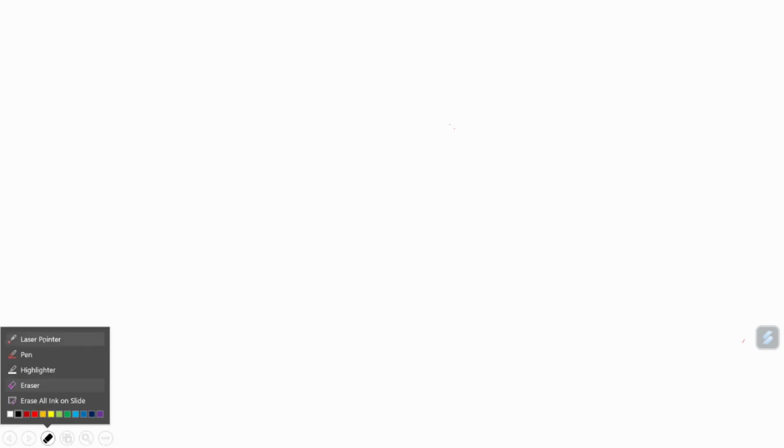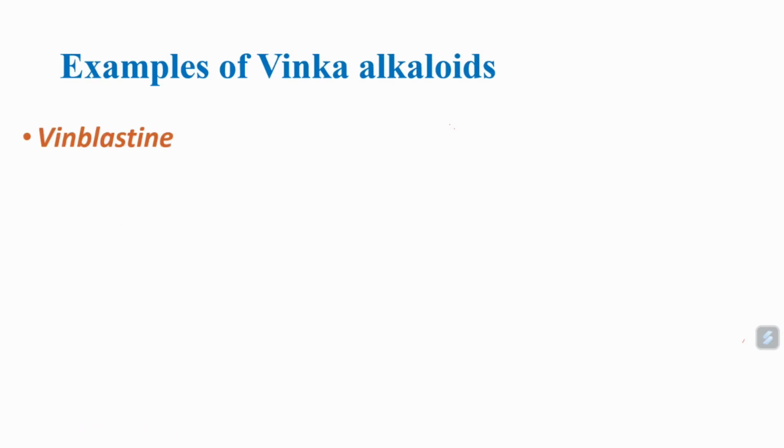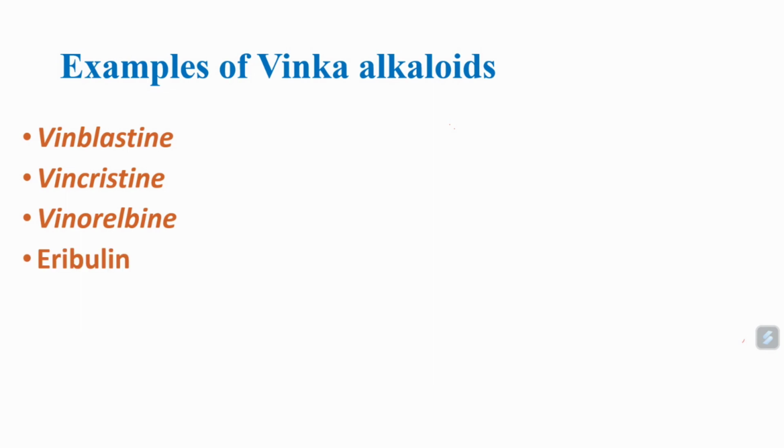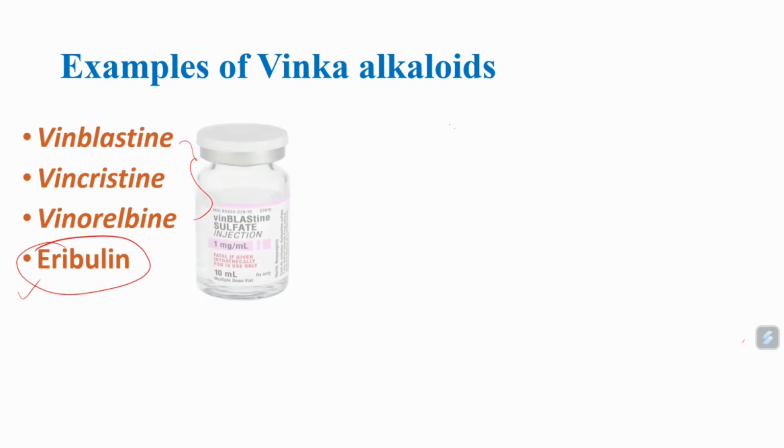So far we have understood the mechanism of action and the resistance of Vinca alkaloids. Now let us try to understand the examples of Vinca alkaloids. We have vinblastine, vincristine, vinorelbine. These three are Vinca alkaloids. Eribulin is another compound, not related to Vinca alkaloids, but its mechanism is very similar.